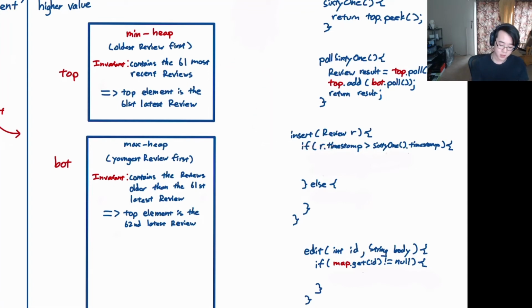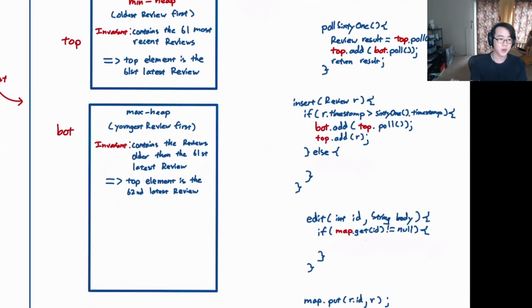Well, if we insert it into the top heap, we're going to have 62 elements, which is violating our invariant. So what we'll do is remove the 61st latest element right here and put it into the bottom heap, and then insert our new review here. Now the heap resorts itself, so this invariant will still hold. Finally, the next step is what I just said, to add the review into the top half.